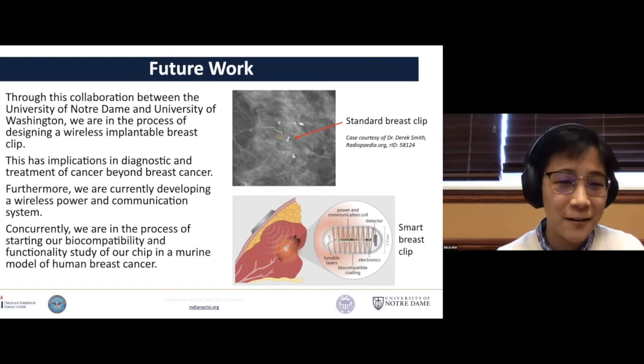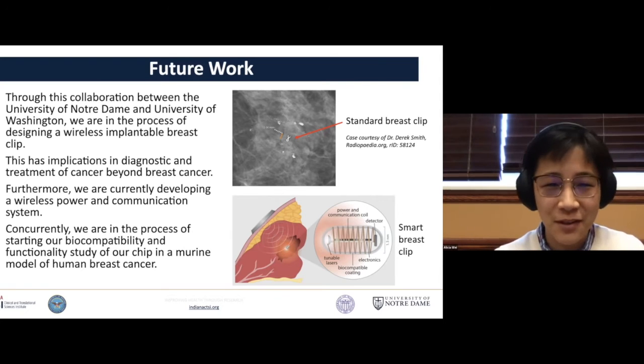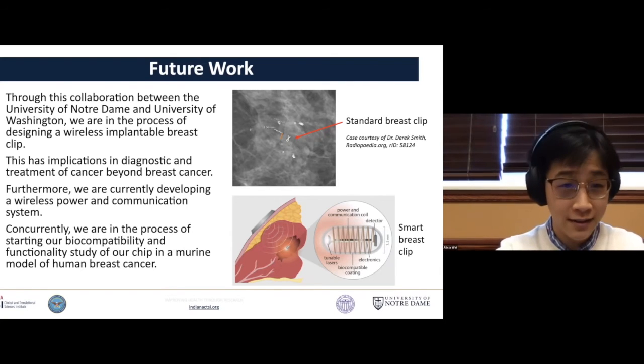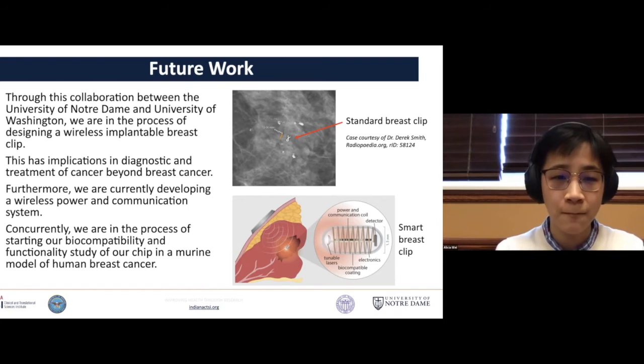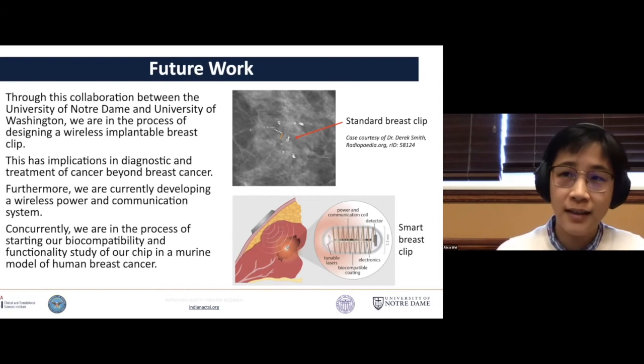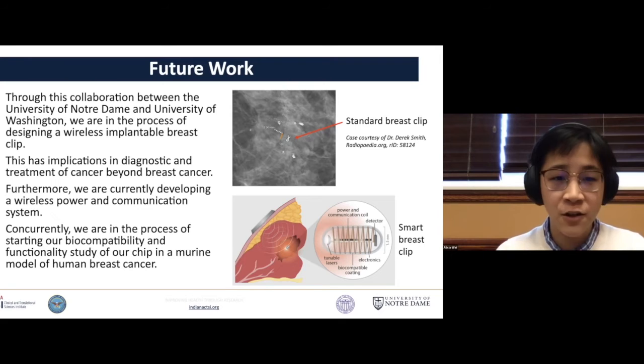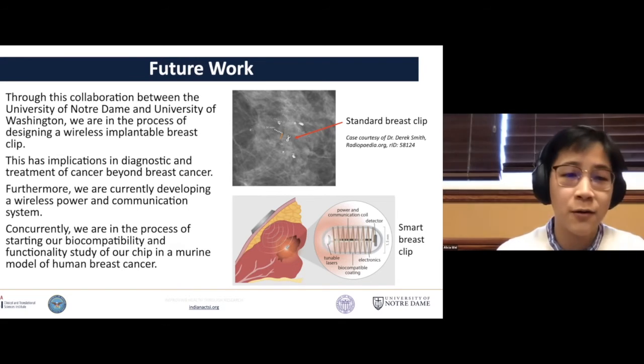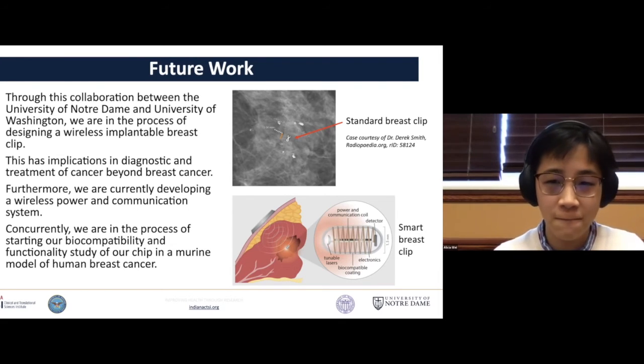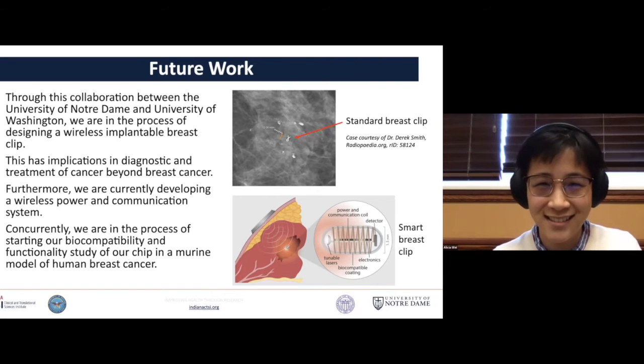So furthermore, the University of Washington people are helping us design the wireless power and communication system. And we are currently in the process of starting our biocompatibility and functionality study of our chip inside a mirroring model of human breast cancer. And with that, any questions?